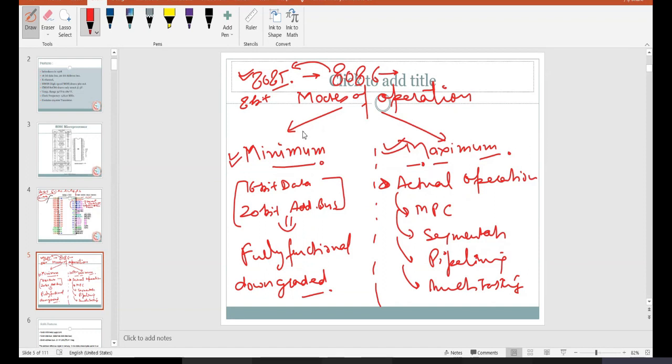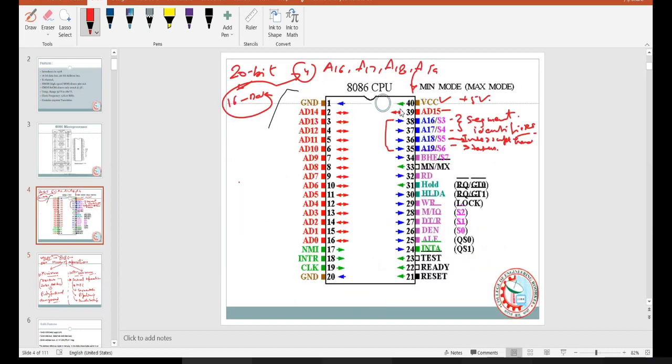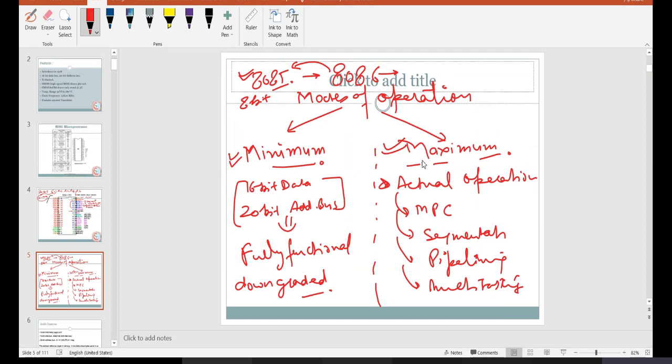In order to select minimum mode as well as maximum mode, just look at pin number 33. This is the most important pin of the 8086 microprocessor. This is where you will select minimum mode and maximum mode. MN stands for minimum and MX stands for maximum. The actual pin number 33 is MN oblique MX bar.